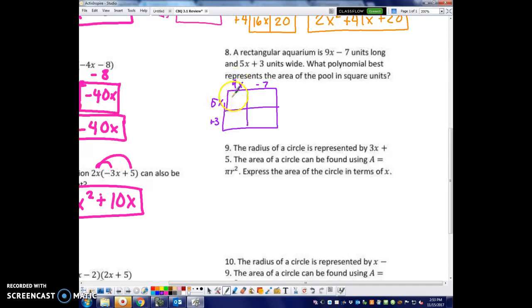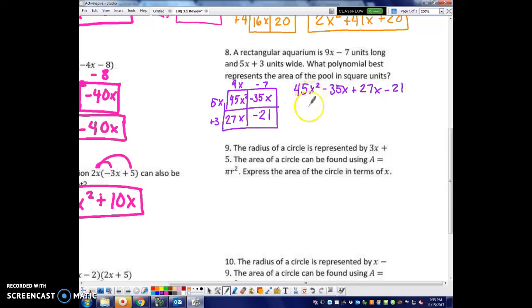So 5 times 9 is 45. X times x, x squared. Negative 7 times 5 is negative 35, and then 1x. 3 times 9 is 27, and 1x. Negative 7 times 3 is negative 21. All right, so we have 45x squared minus 35x plus 27x minus 21.